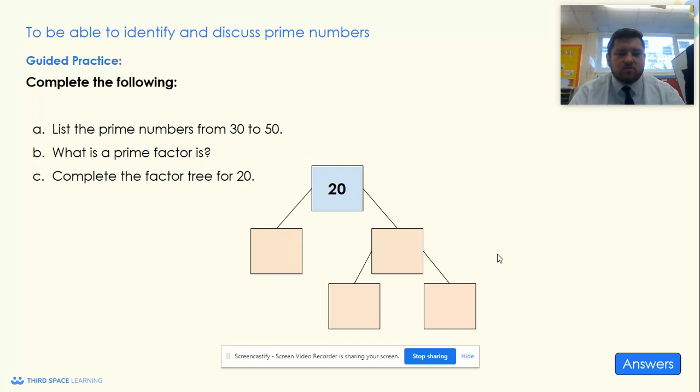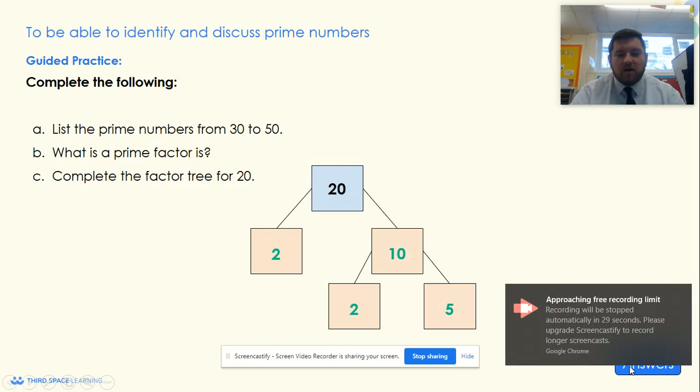For the next question, it asks you to look at prime factors. So number 20 is not a prime number. It can be divided by 2, 10, 1, 20, 4 and 5. However, it has prime factors. So looking at this picture, the prime factors are 2 and 5. They are the prime numbers that are factors of 20.